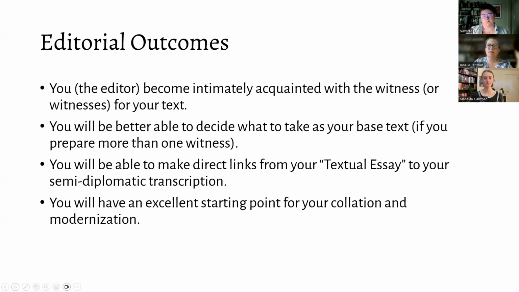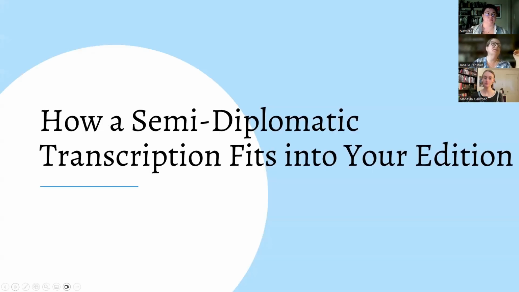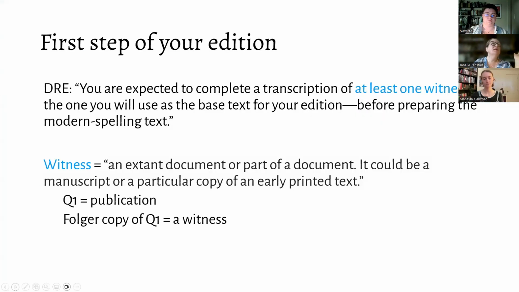We actually take that base text, remove some of the bibliographic encoding, and put the modern encoding in place. So you'll actually take your semi-diplomatic transcription as the starting point for your modern text. So, how the semi-diplomatic transcription fits into your edition: it's the first step of your edition. DRE says that you are expected to complete a transcription of at least one witness, the one you will use as the base text for your edition, before preparing the modern spelling text.